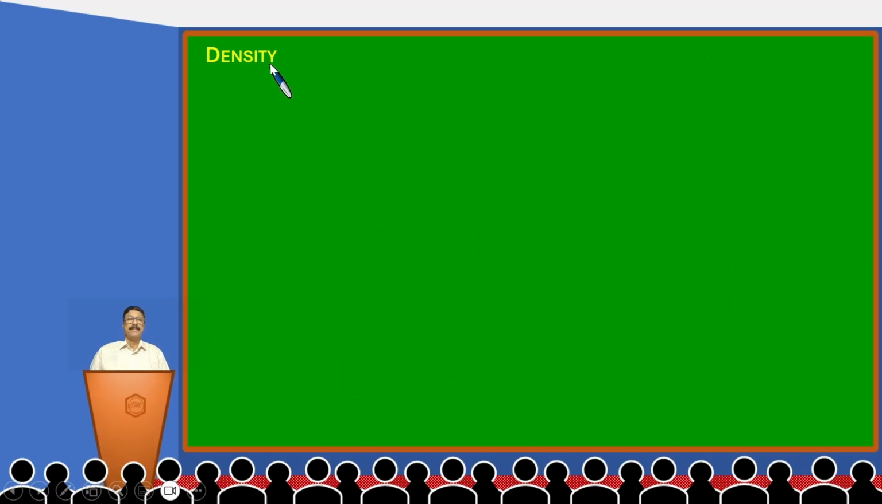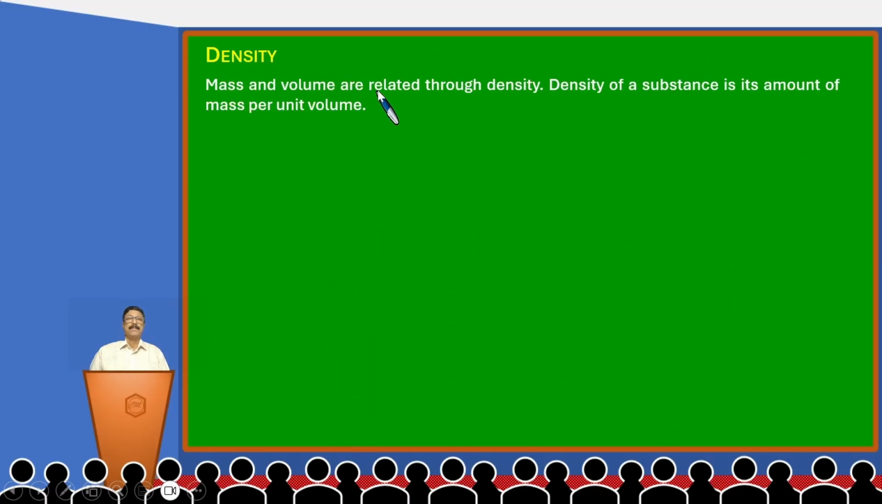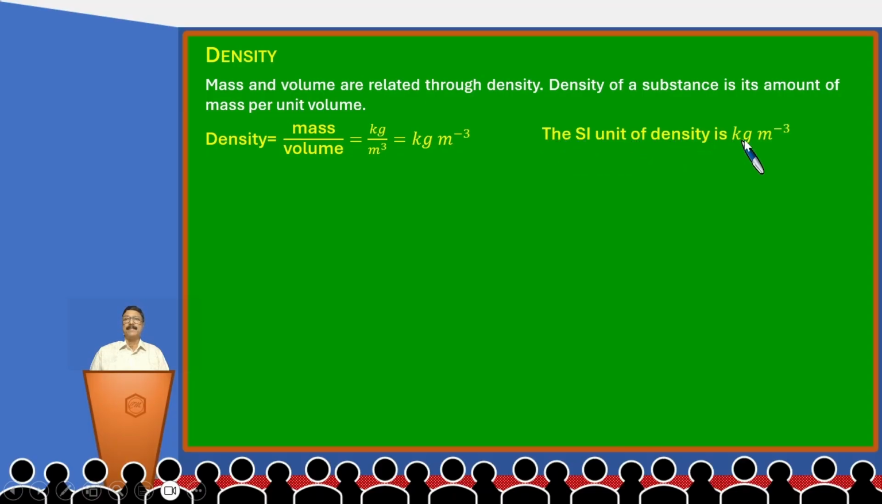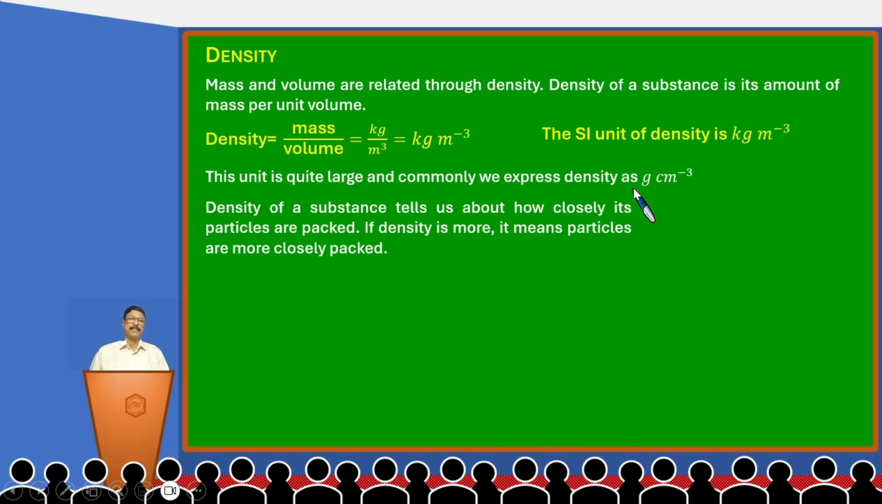Let us consider density. Mass and volume are related through density. Density of a substance is its amount of mass per unit volume. Now density is equal to mass upon volume. SI unit of mass is kilogram, SI unit of volume is meter cube. So it is kilogram per meter cube. Therefore, the SI unit of density is kilogram per meter cube. This unit is quite large and commonly we express density as gram per centimeter cube.